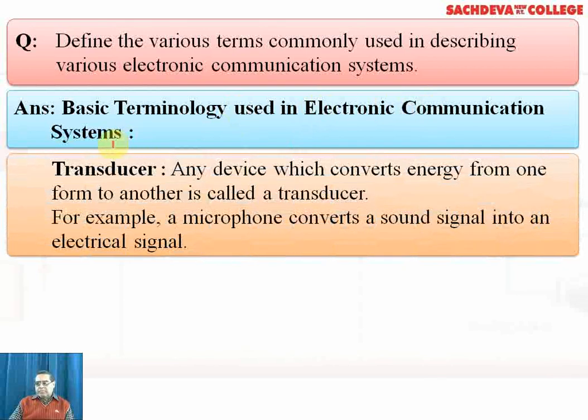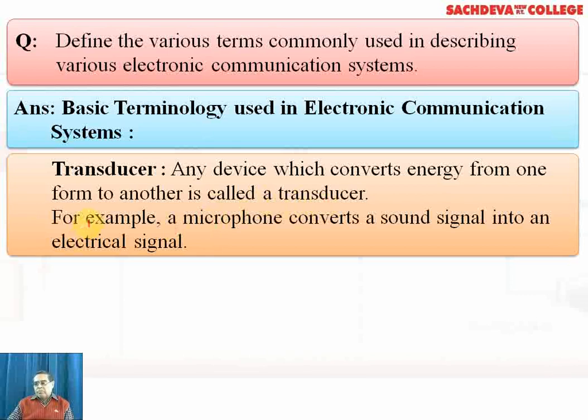And the first term which we are commonly using is transducer. So a transducer is converting energy basically. We will say like this: a device which converts energy from one form to another is called a transducer. Because energy is neither created nor destroyed according to the law of conservation of energy. Therefore, the transducer's function is to convert one form of energy into another form.